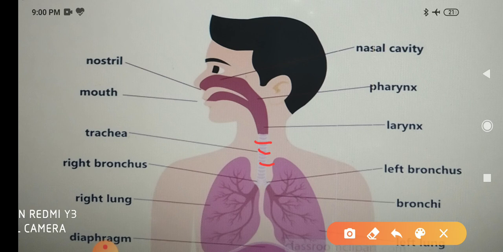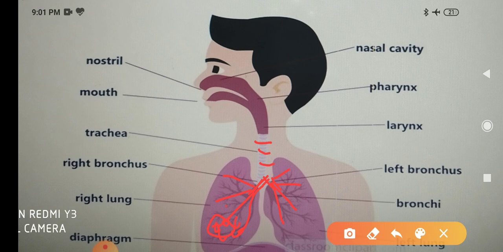Then see, this trachea now divides into two parts, two pipes. These pipes are called bronchi. In singular, this is the right bronchus. This is the left bronchus. Now these bronchi enter into the lungs and divide into so many fine tubes. These tubes are called bronchioles. And at the end of these bronchioles, several small balloons are there.